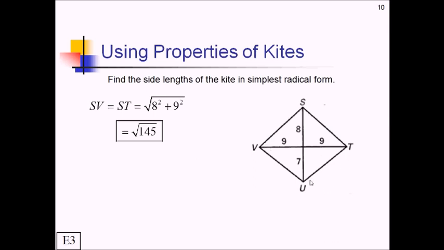VU and TU are going to equal each other. That's going to be the square root of 7 squared plus 9 squared. So that's going to be 49 plus 81. That's going to be 130. And that doesn't have any perfect squares in it, so we leave that the way it is as well.